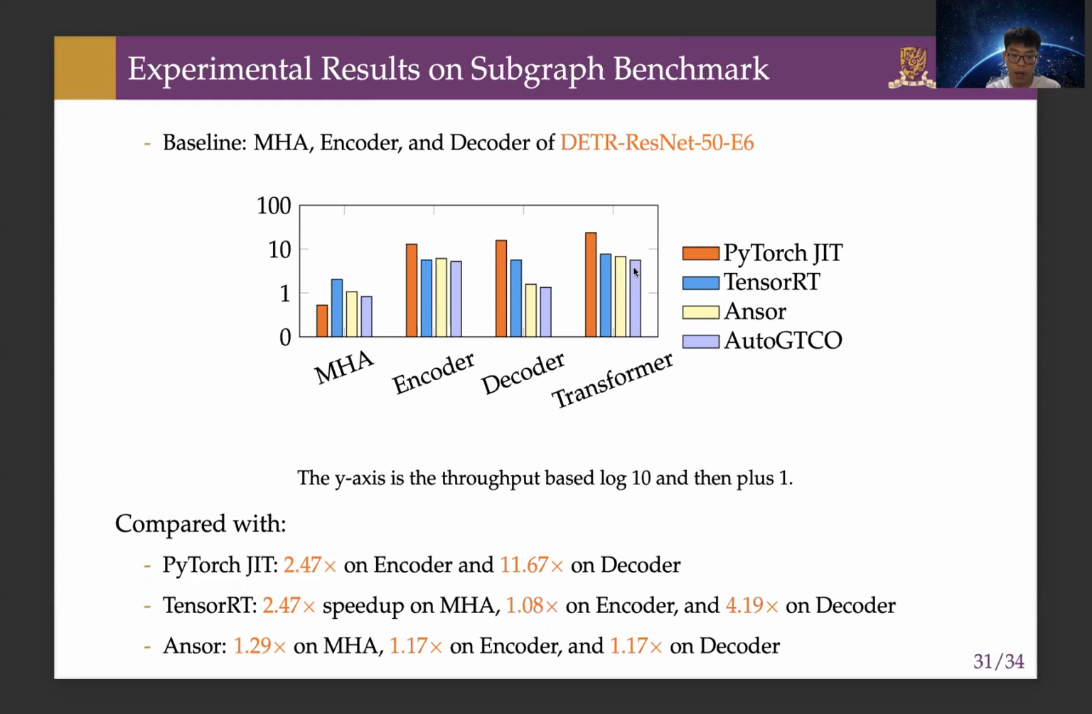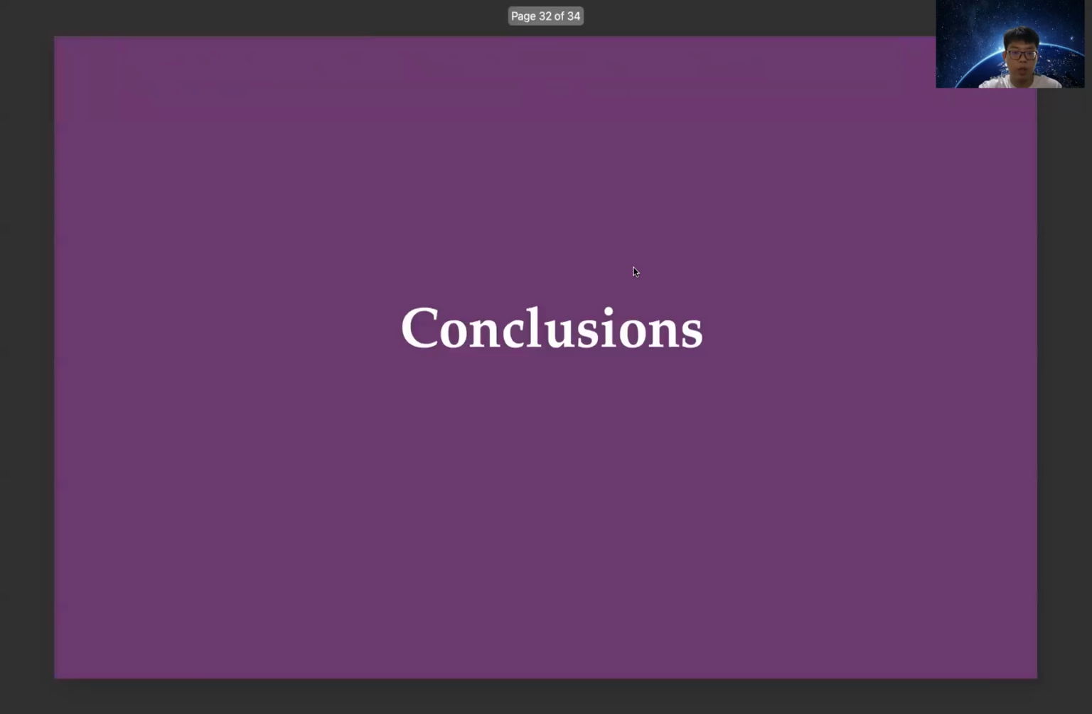Compared with PyTorch JIT, AutoGTCO can get 2.47 times speedup on encoder and 11.67 on decoder. And compared with TensorRT, AutoGTCO can get 2.47 times speedup on multi-head attention, 1.08 times speedup on encoder, and 4.19 times speedup on decoder part. And compared with Ansor, AutoGTCO can get 1.29 times speedup on multi-head attention, 1.17 times speedup on encoder, and 1.17 speedup on decoder.